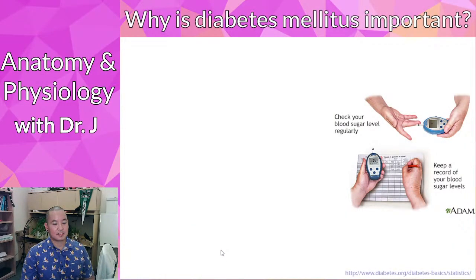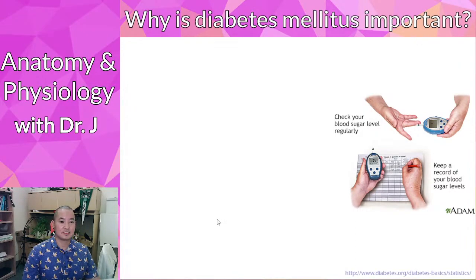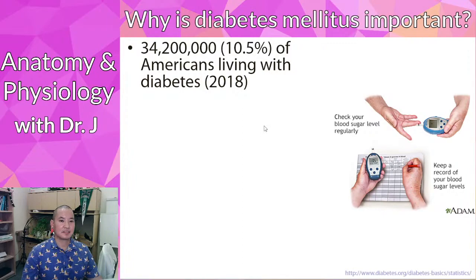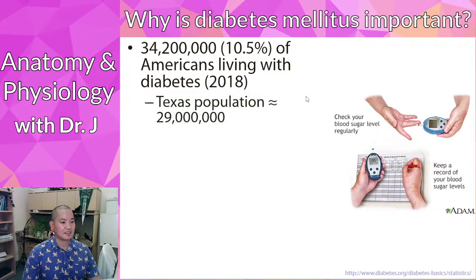All right, so why is diabetes mellitus important? Because it affects so many people. It affects millions of Americans, and also around 100,000 of us here in Hawaii, right? So around 10%, so 1 out of 10 Americans are living with diabetes mellitus. And for comparison's sake, and this is why I'm not using just millions, I'm just trying to show you how big that number is. So this is why it's a big concern.